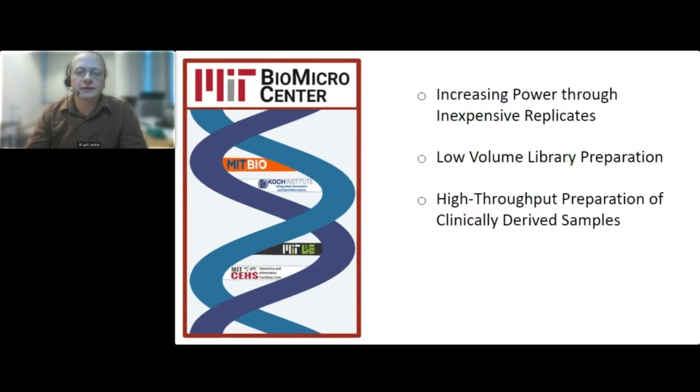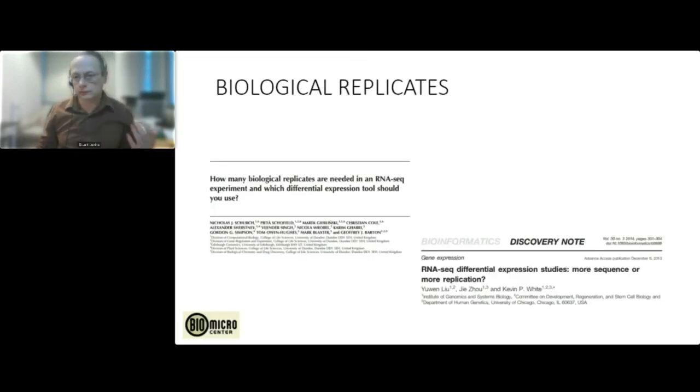We talk about how we are able to increase the power of NGS experiments using inexpensive replicates, and how we've been able to do this using low-volume library preparation. And then finally, how we've been able to use the Covaris Sonicator to enable us to do high-throughput preparations of clinically derived samples.